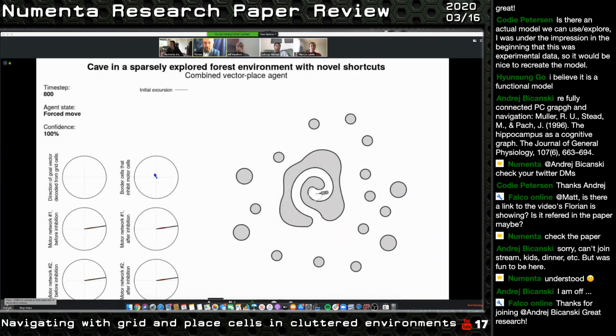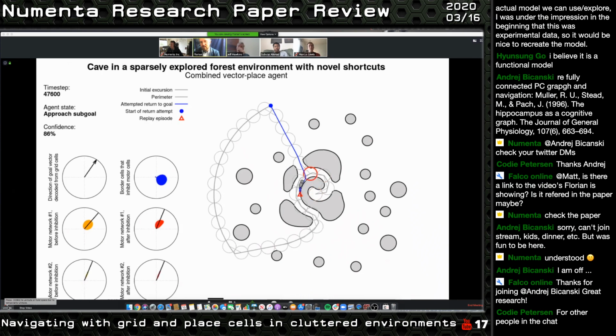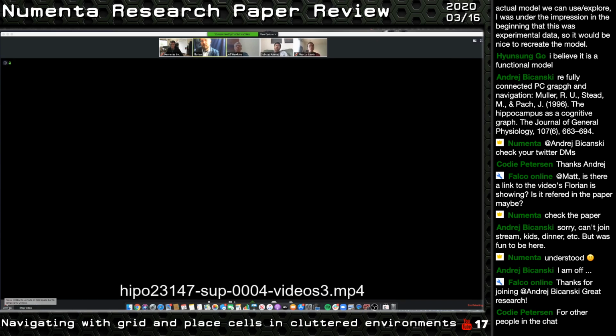And then here's one with novel shortcuts. Let's see, how did that one go? You go out. Oh yeah, right. So you see how initially the deflection goes rightward. And that works for reducing the distance to the goal for a little bit, but not for too long. And so you need to remap and use the existing path out to get back in.